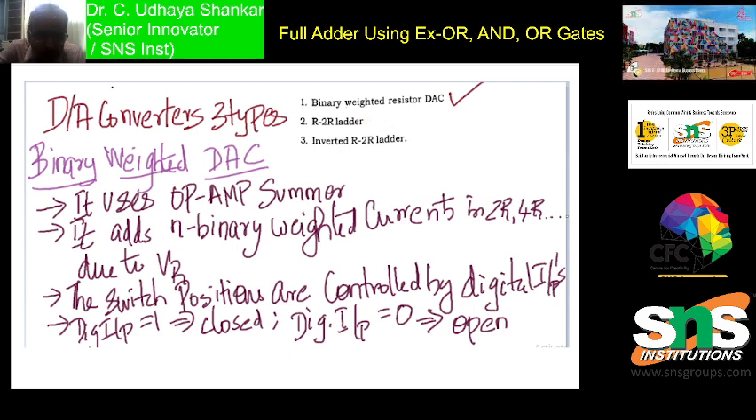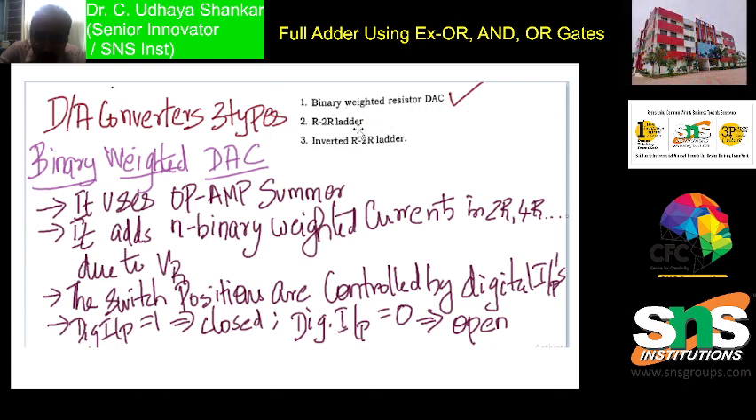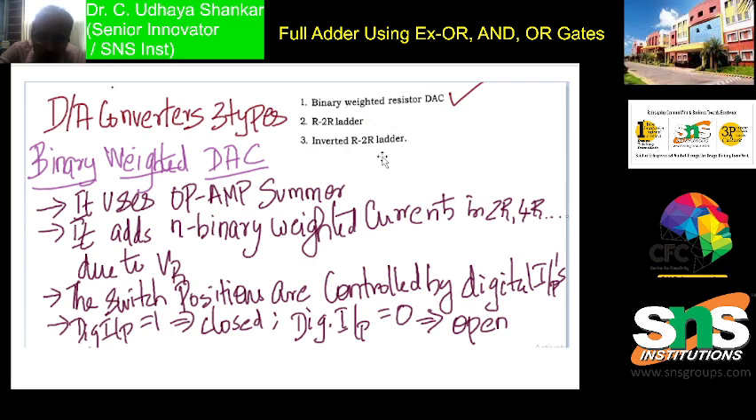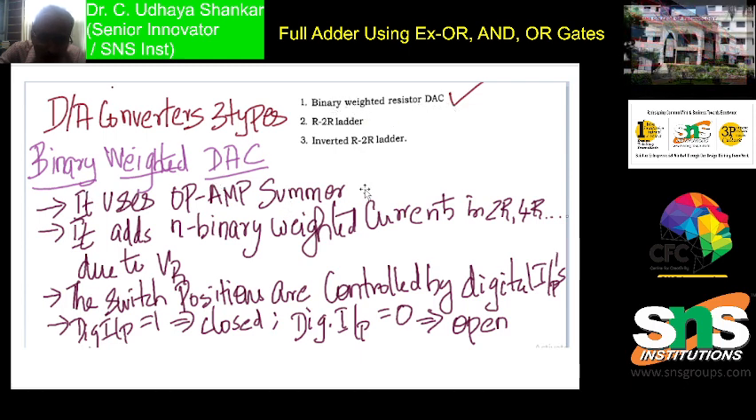There are three types of DAC, that is digital to analog converters. One is called the binary weighted resistor DAC, the other is called the R2R ladder, and the third one is the inverted R2R ladder. Many other types exist, but these three are the basic elements of any DAC. In this video we will be discussing the binary weighted resistor DAC.